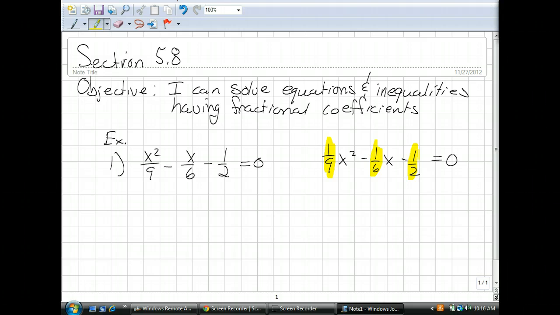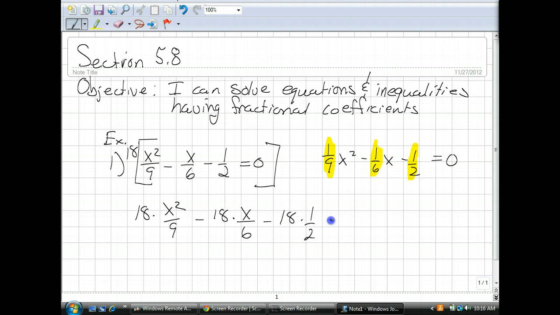The object here is to get rid of the fractions by multiplying by the least common multiple of 9, 6, and 2. So the least common multiple of 9, 6, and 2 is 18. So we're going to take the whole equation and multiply it times 18. So we're going to do 18 times x squared over 9 minus 18 times x over 6 minus 18 times 1/2 equals 0.